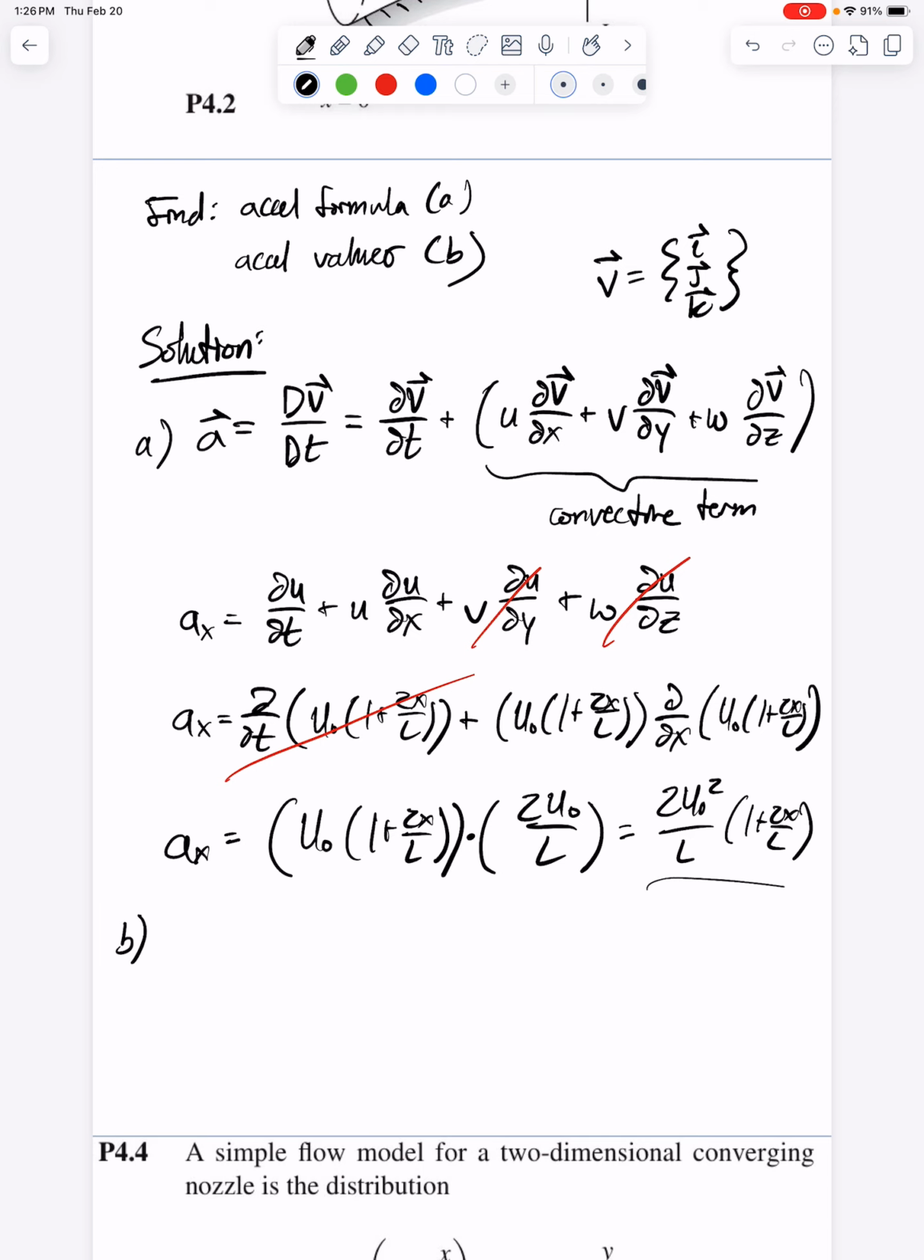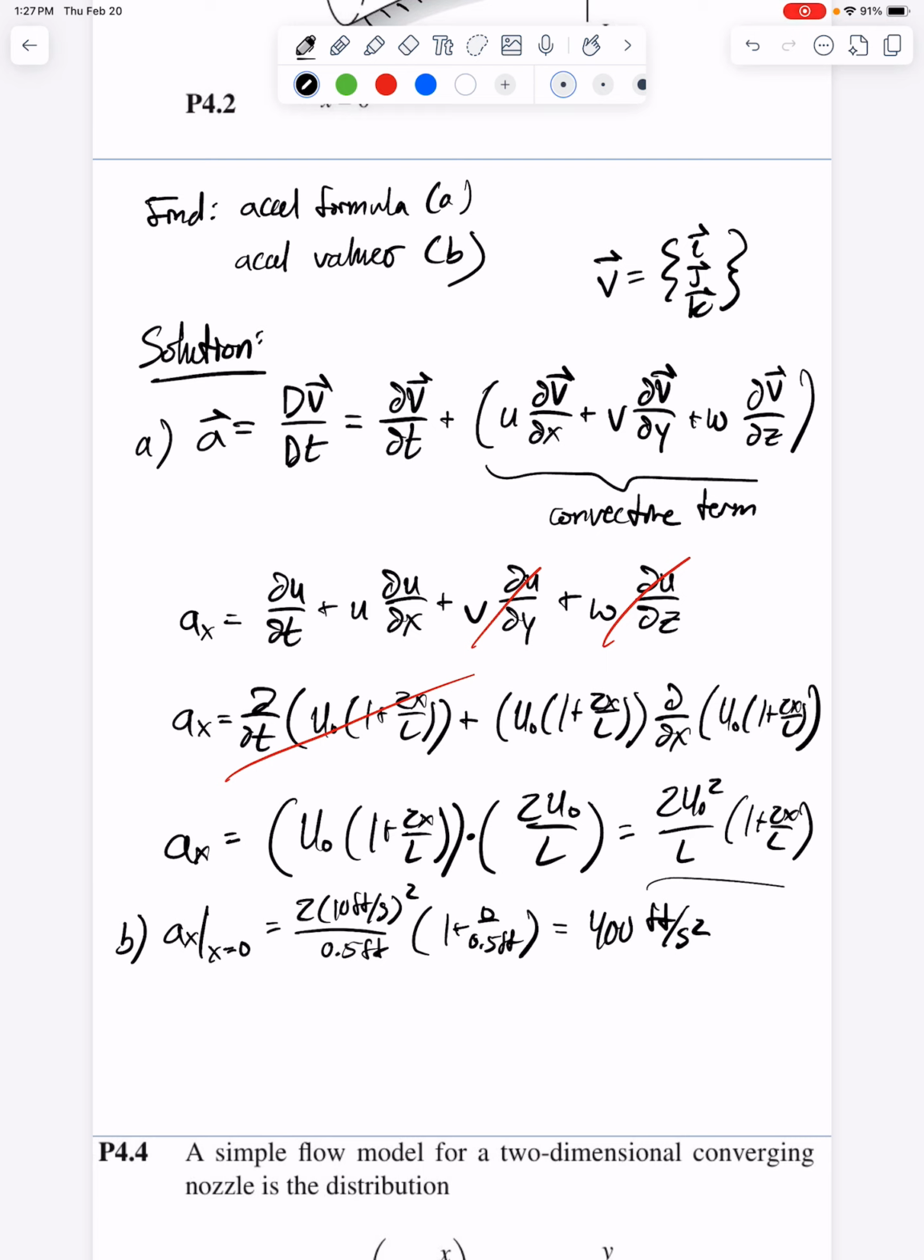And part B, I'm now going to solve for this value at the inlet and at the outlet. At the inlet, once again, x equals 0. I'll be substituting the values that are given earlier in the statement: 2 times 10 feet per second, these are arbitrary, squared, divided by 6 inches, which is half a foot, divided by 0.5 feet, times 1 plus 0 over L. This term gives me an acceleration of 2 times 100 divided by 1/2, which is approximately 400 feet per second squared. That's the acceleration experienced at the inlet.